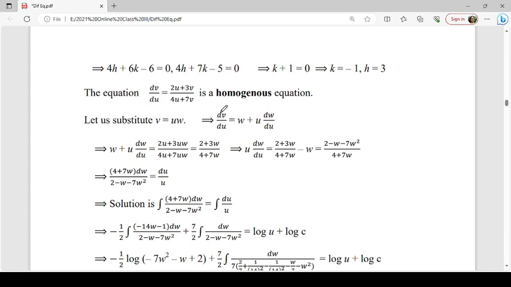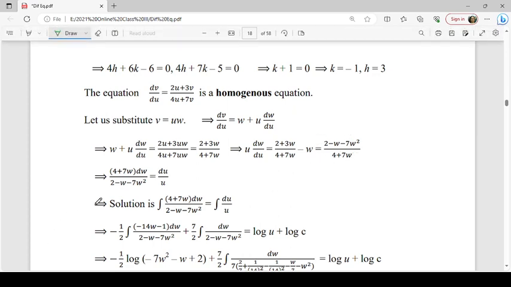So this is a homogeneous equation. We substitute v equals uw, then dv/du is w plus u dw/du, and this is uw, so this becomes a function of w only. Then the right hand side is only w. Then 4 plus 7w comes as the numerator, 2 minus w minus 7 is the denominator, and this equals du by u.